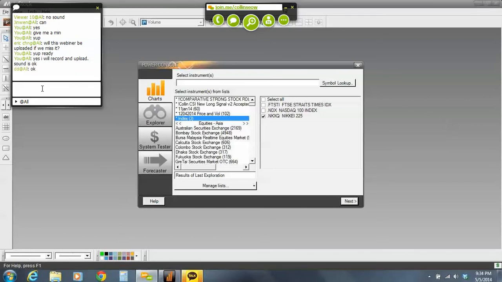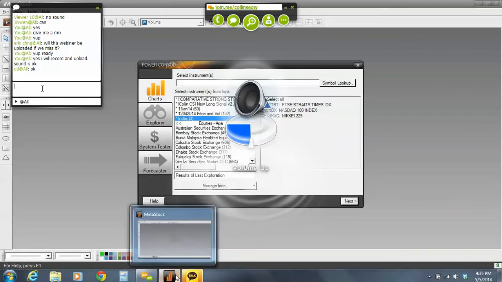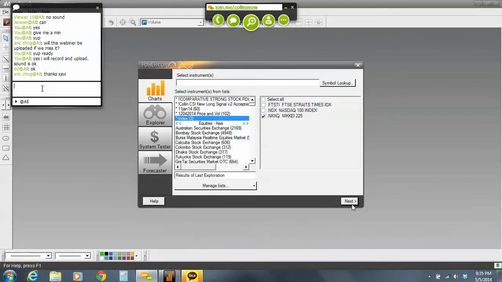Okay, so let me begin. Today I want to show you how to use comparative scan to scan for stocks, and the process. This may be something new to those people who have not attended the IMT in the recent months. So let me go through.